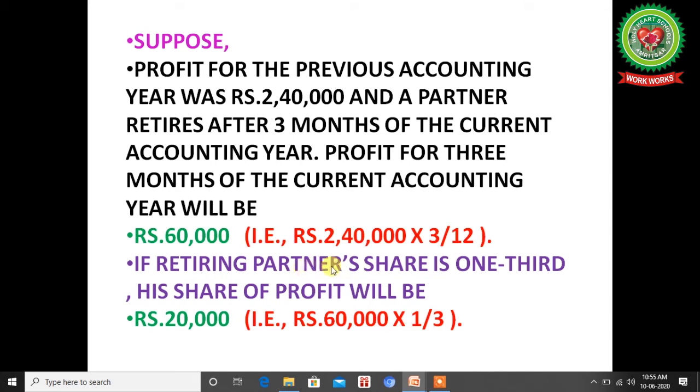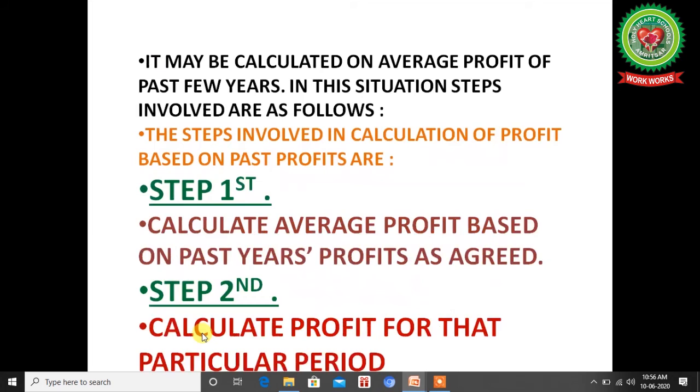Now the retiring partner's share is 1/3. Then compute the share of the retiring partner. The total profit is 60,000, multiplied by 1/3, so 20,000 is the share of the retiring partner.